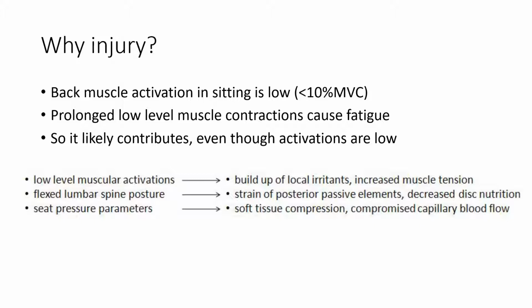In addition, when we have a flexed lumbar spine, we have a strain in some passive tissues, and this strain and pressure on the passive tissues may compromise the blood supply and nutrition of the discs. With increasing sitting pressure, some soft tissues will compress when we sit on them for a long period of time, and we compromise the capillary blood flow in those areas, and again, they are more predisposed to injury.